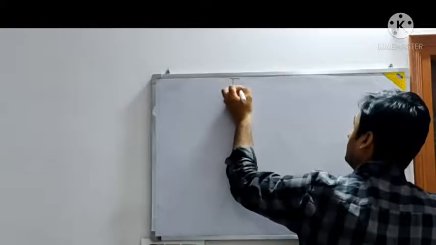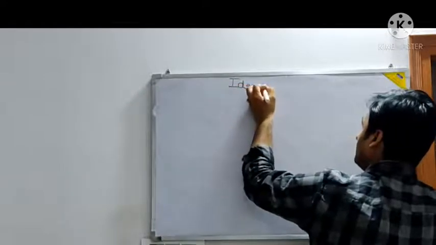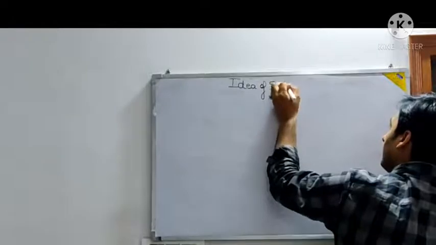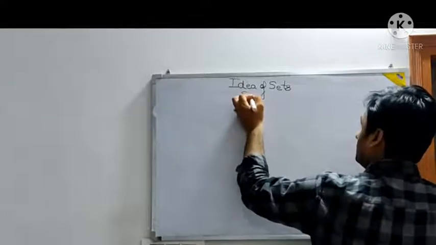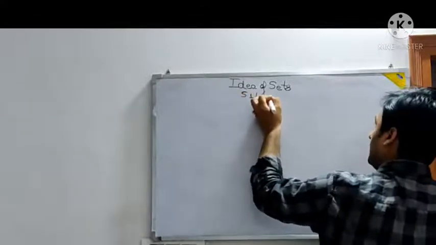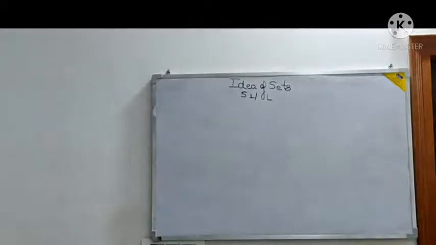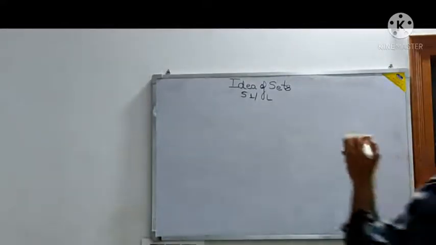And we had started the next topic, that is types of sets. Types of sets we had finished. I had told about equal sets, equivalent sets, but the chapter name is idea of sets. It is the first chapter which I am teaching you, and this is lecture number 9. Ninth lecture on that.